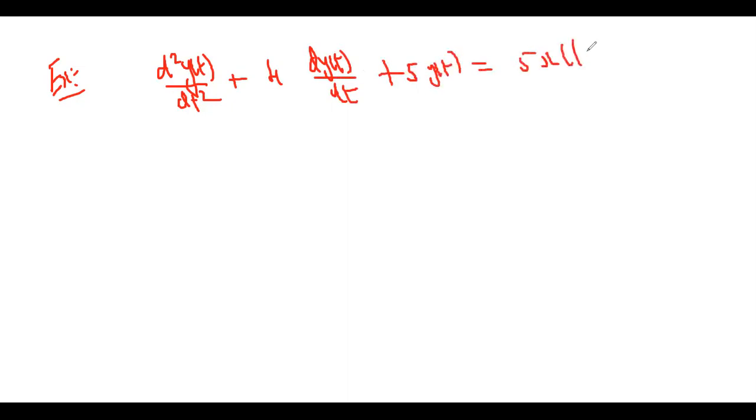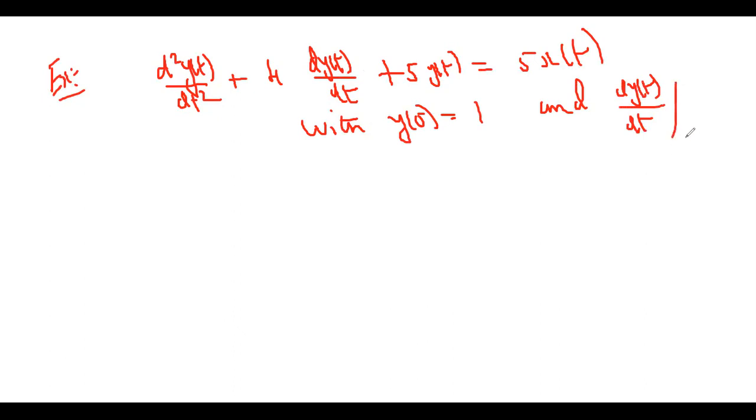Let us see here. The given differential equation is d square y of t by dt square plus 4 into dy of t by dt plus 5 into y of t is equal to 5x of t, with initial conditions y of 0 minus is equal to 1 and dy of t by dt at 0 minus is equal to 2, and input x of t is equal to mu of t. This is the given example.